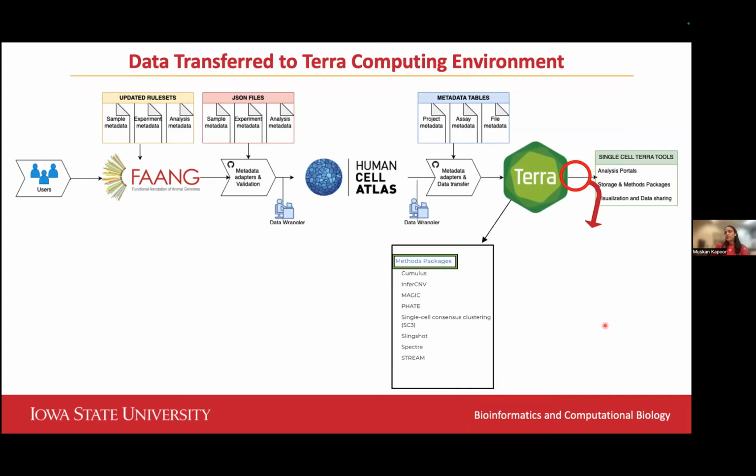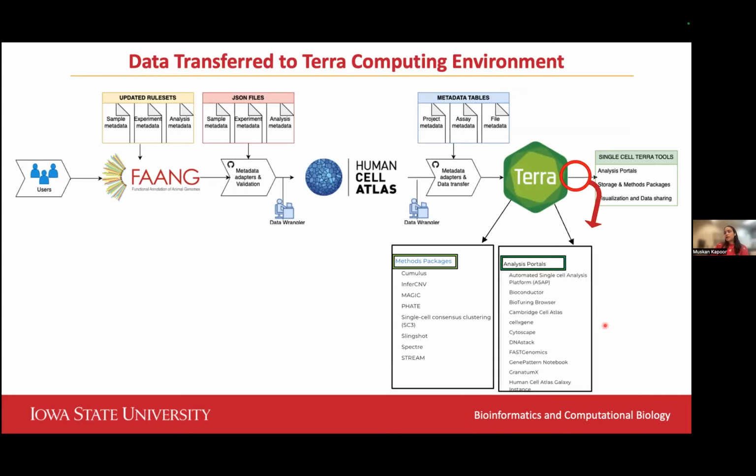there is a list of method packages, for example, Magic, Fate, Slingshot, Cumulus, along with the analysis portals, for example, Cell into Gene, Cytoscape, and many more, which are single cell portal, Omni browser, Cell browser, where the user can use these method packages and portals for further analysis.